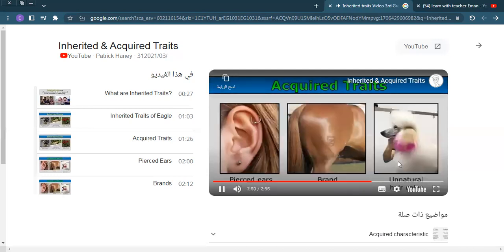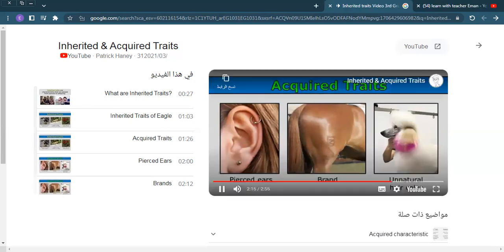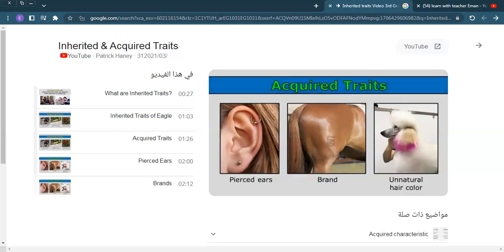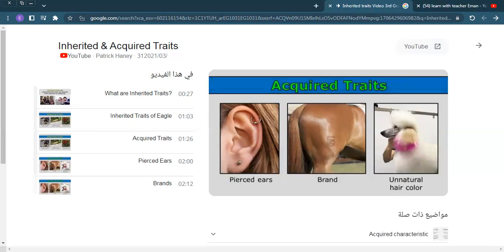Pierced ears are another example of an acquired trait. So this woman here wasn't born with holes in those spots in her ear. She had her ears pierced. She acquired that trait during her life. Brands are things that animals acquired during their life. So this horse or maybe cattle, they often have a brand. That brand is put on them by a rancher. The animals acquire that trait during their life.